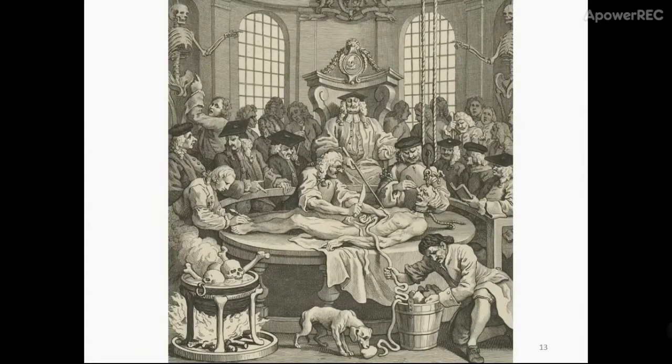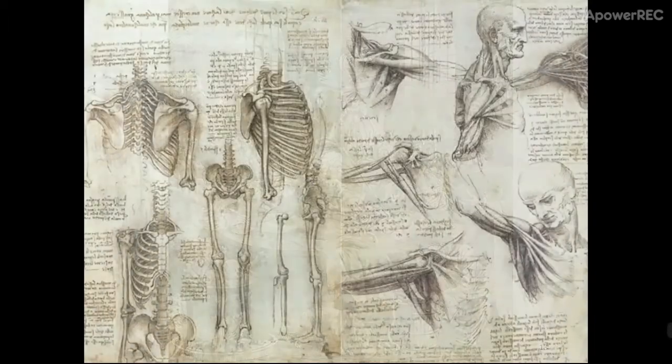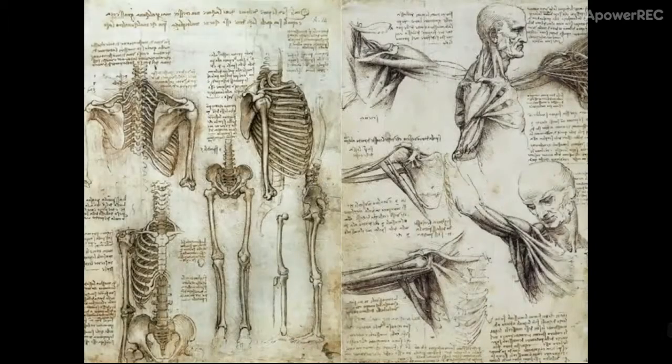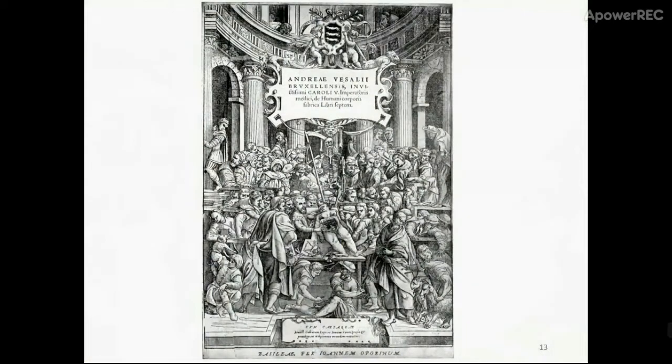Here are some samples of anatomical drawings of Leonardo da Vinci, who was not only an artist but also an anatomist. This is the title page of an important book of anatomy named De Humani Corporis Fabrica, written by Andreas Vesalius, who is considered the father of modern anatomy.